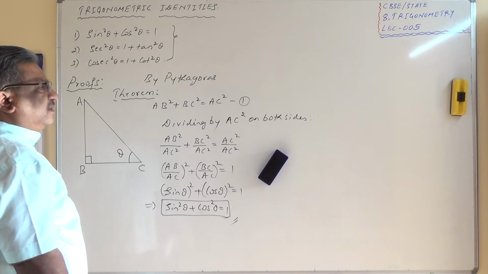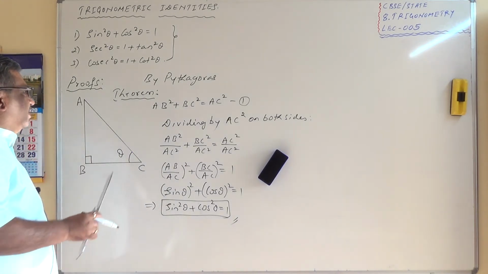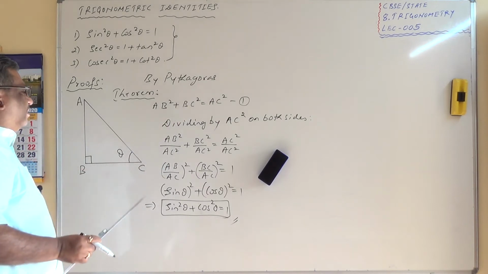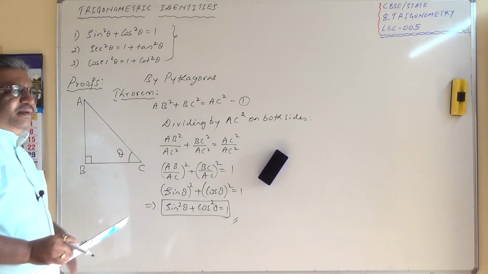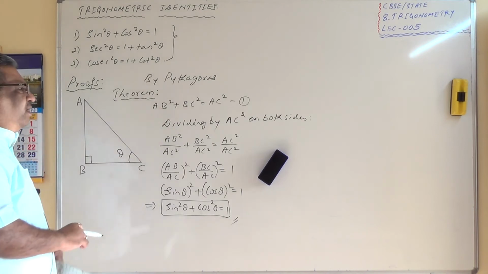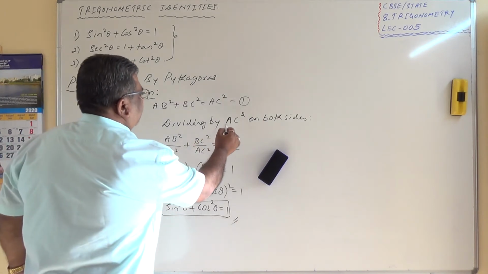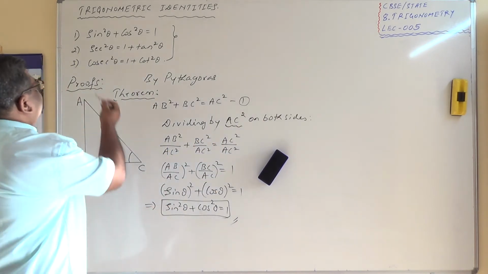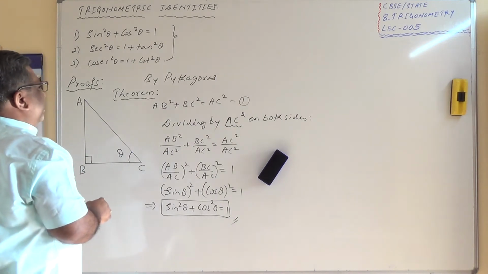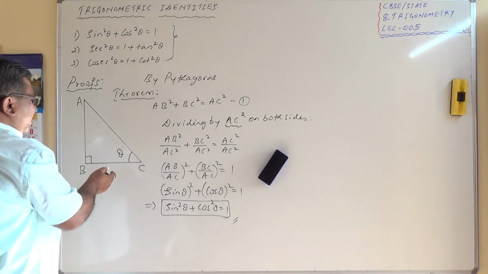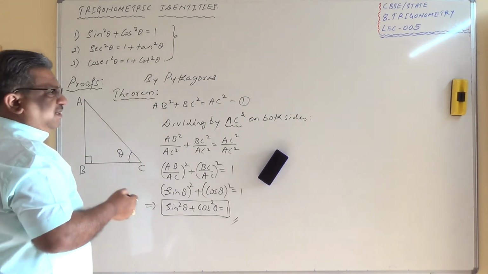In order to get sine square theta plus cos square theta equals 1, you need to divide the equation number 1 over here by square of the hypotenuse on either side of the equation. The entire equation is to be divided by square of the hypotenuse. So dividing by square of hypotenuse, you get the first formula, sin square theta plus cos square theta equals 1. Next, let me divide by adjacent side and then divide by opposite side. Let us see what is that we are going to get.